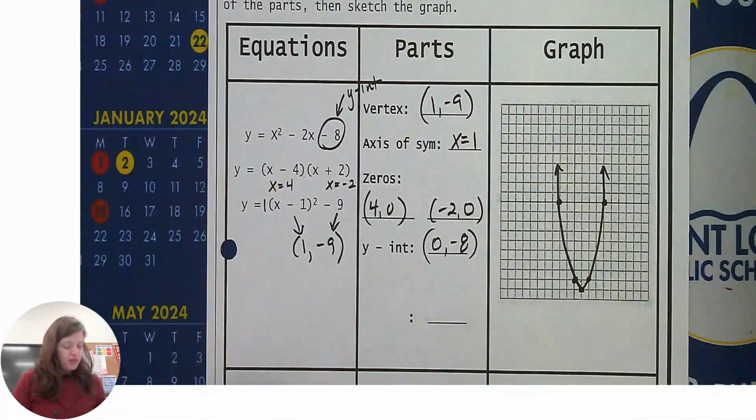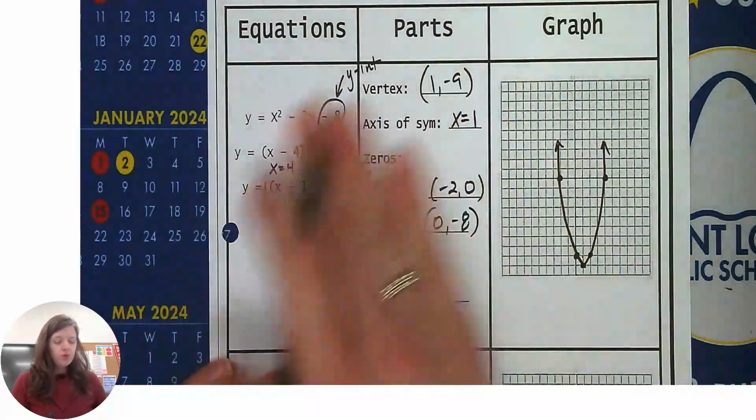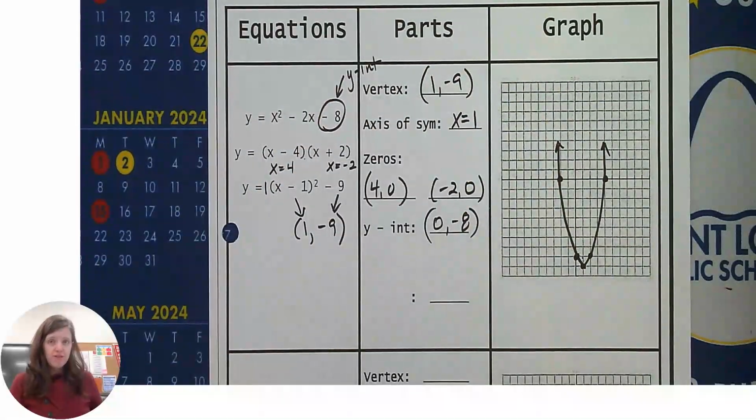Normally I have you do a little domain and range, but I'm skipping that for now, okay? So for right now, I just want you to pull those pieces of information to help you graph this. So you should not have to use Desmos for this. You should be able to pull everything you need out of the equation to make the graph. All right, let me know if you need help.